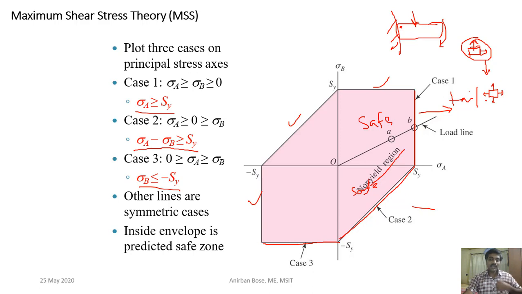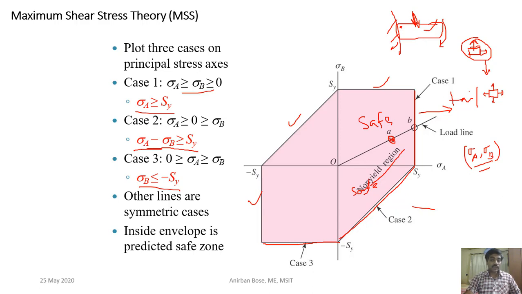Then, using the principal stresses, you calculate these values and see which case it falls under. Let us consider a plane stress situation. You plot sigma A and sigma B as a coordinate. Suppose that point is this one, that means your design is safe. Under this load, this component is not going to fail.